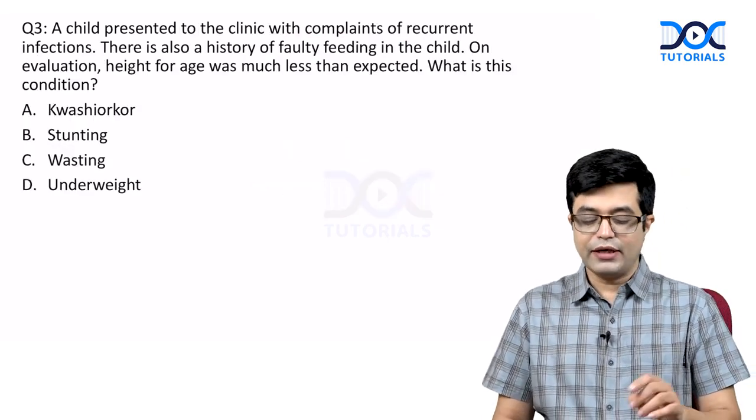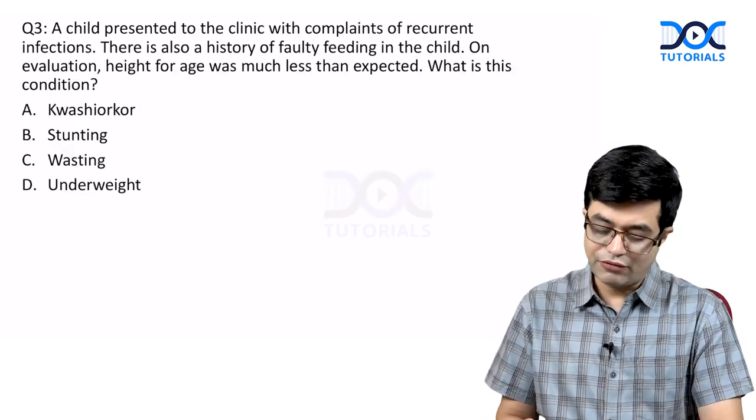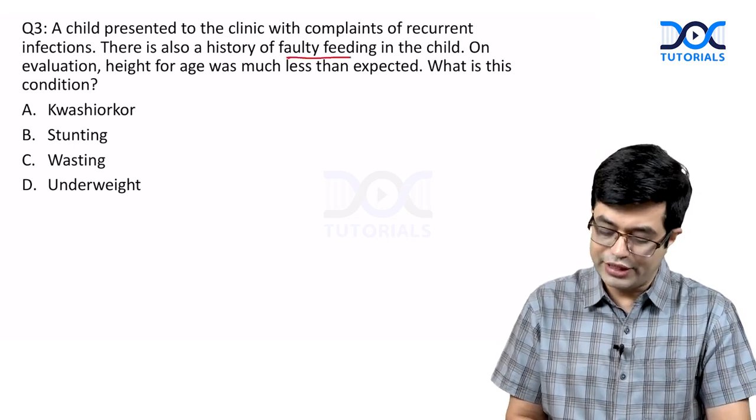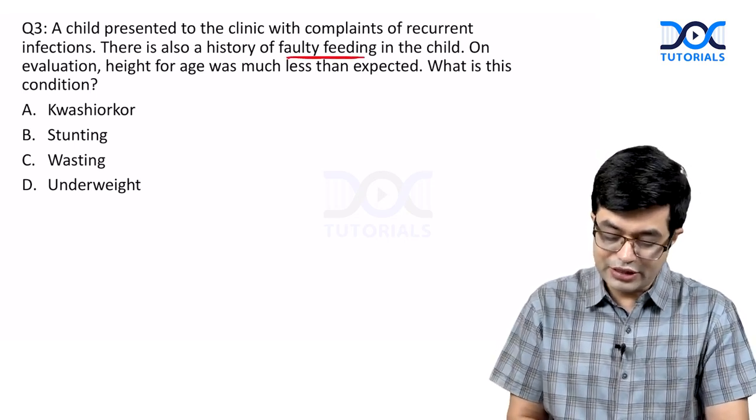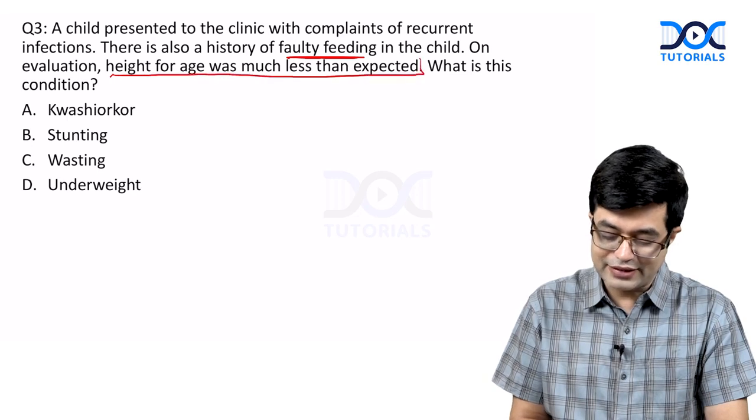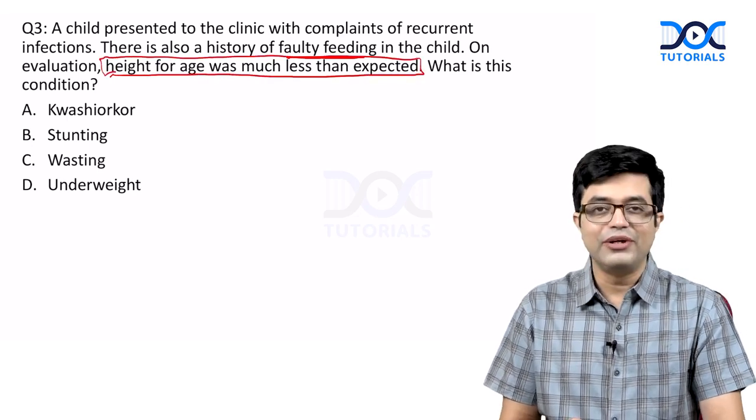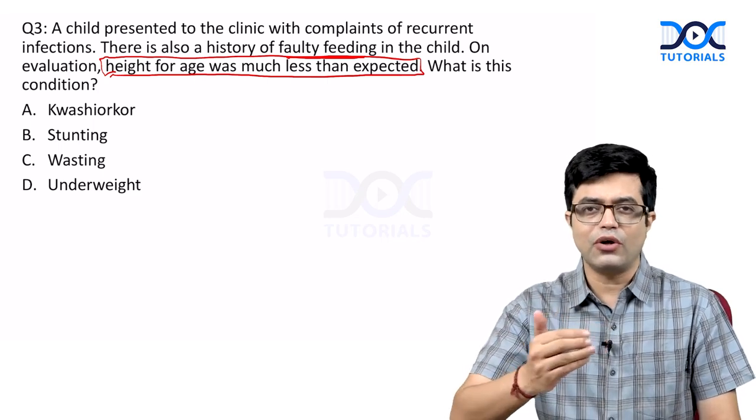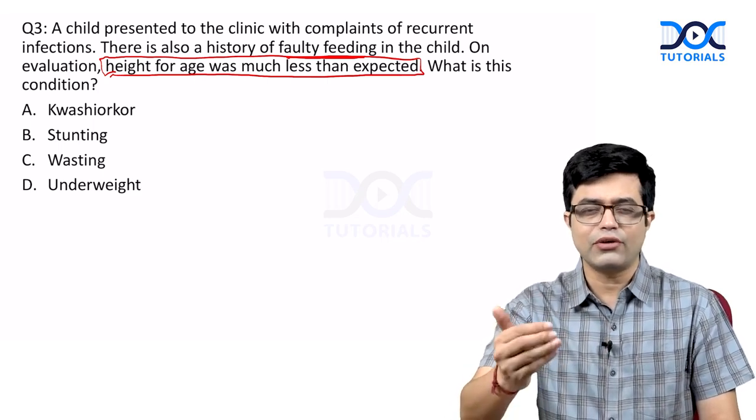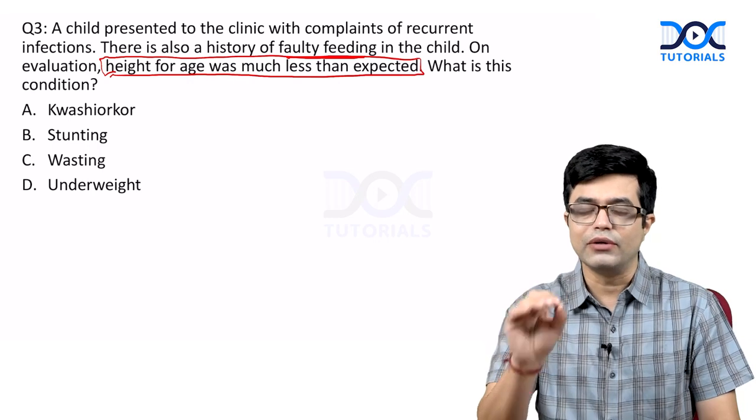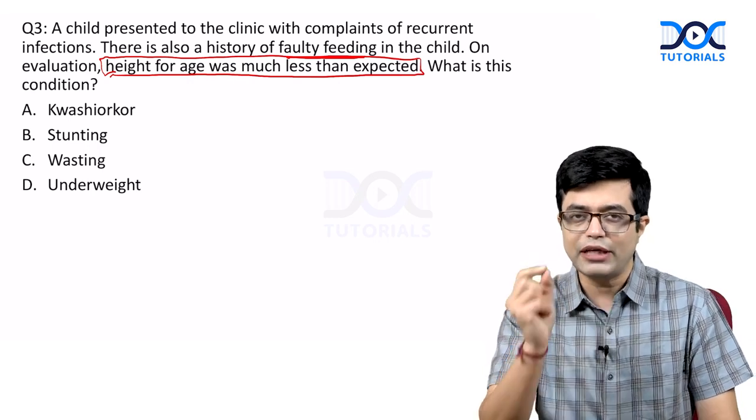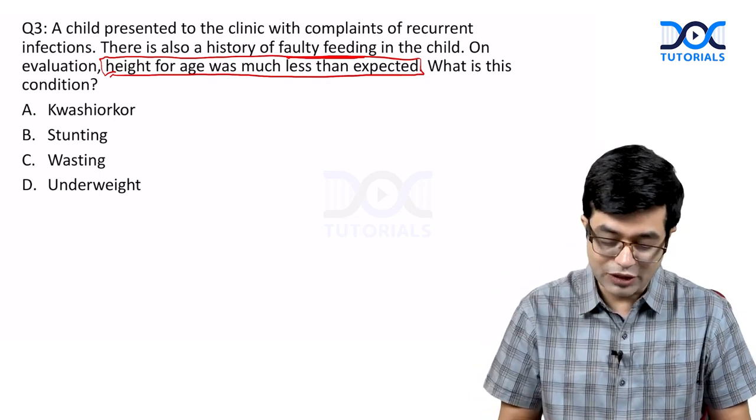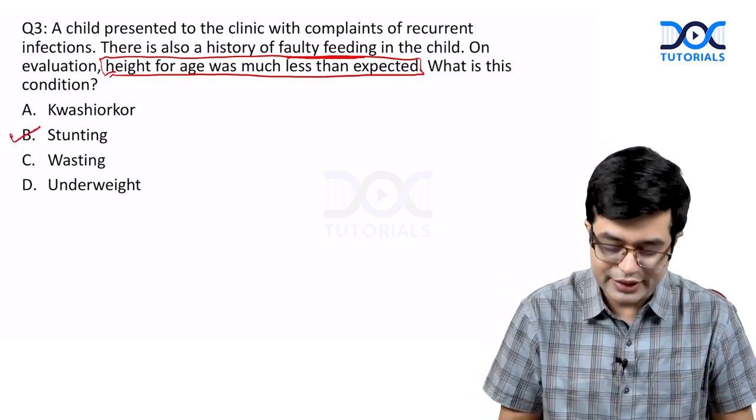Question number 3. A child presented to the clinic with complaints of recurrent infection. There is also a history of faulty feeding in the child. On evaluation, height for age was much less than expected. We all know that this is a patient who is having a long-term problem. So if there is a long-term chronic illness or faulty feeding, height will not grow. If height for age is below -2 standard deviation, the term for that is stunting. And that is one of the options here. So stunting is the answer.